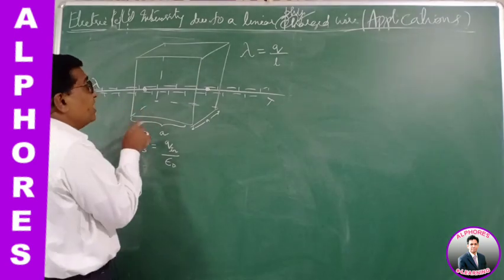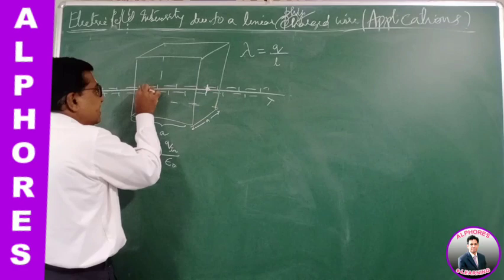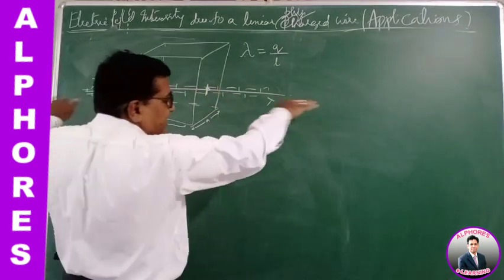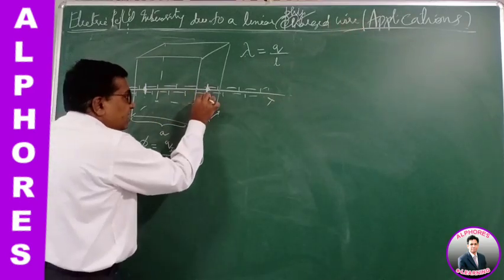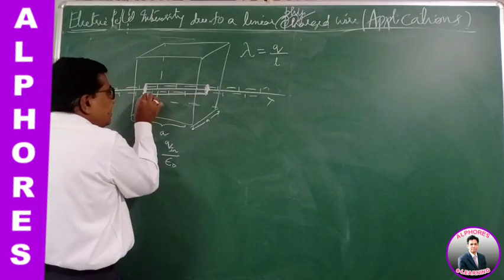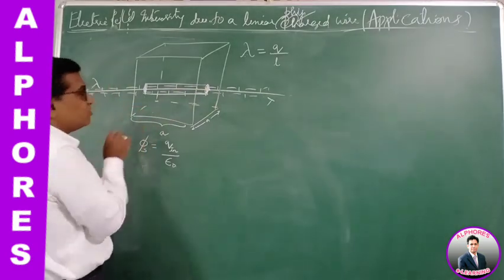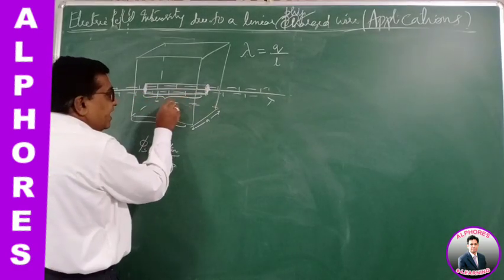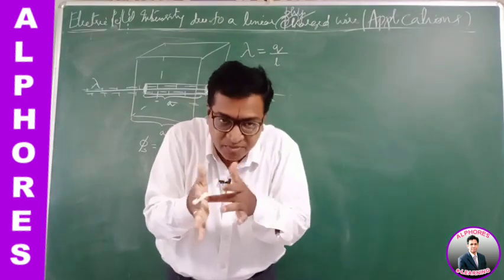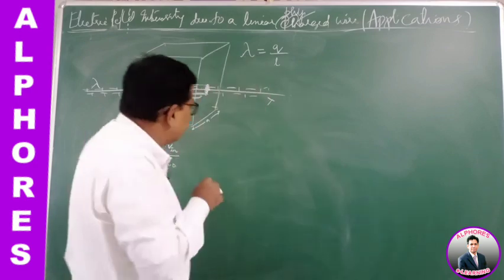Now, with respect to this Gaussian surface, what length of the conductor is inside the Gaussian surface? It is given that the conductor is infinitely long, but the part of the conductor that is inside the Gaussian surface is from the midpoint of one side to the midpoint of the other side. So the length inside is A. In a cube it's going from the midpoint of one side to the midpoint of another side.